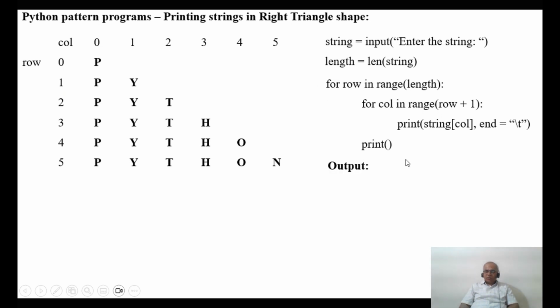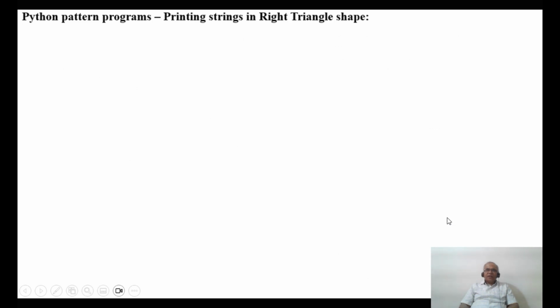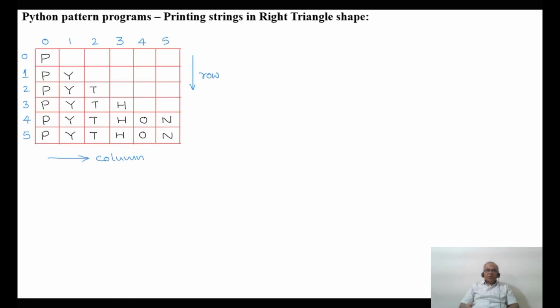Now what is going to be the output? The output will be: enter the string. The length of the string is going to become 6. Then it will execute this pattern of Python. This is how you will be able to get the output. So now we will see how this is going to work.